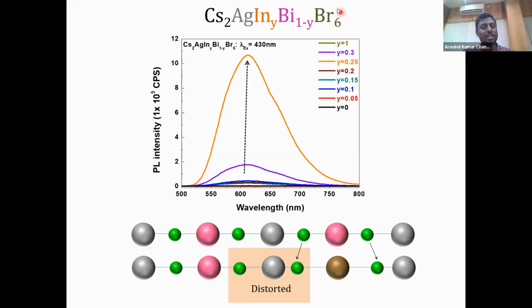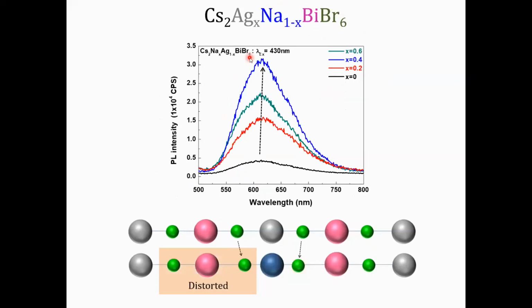So we have moved from chloride to bromide, and here I'm showing only one result, where we also mix indium and bismuth. We found that the end members do not show significant emission. However, when you have a mix of bismuth and indium, the emission drastically increased. We have consumed the time, okay? Yeah, 30 seconds, Professor. Yeah.